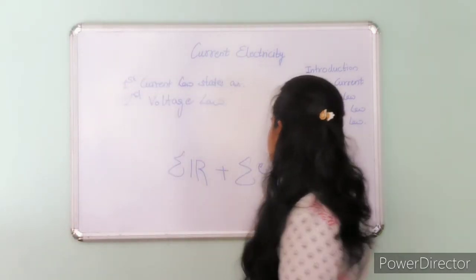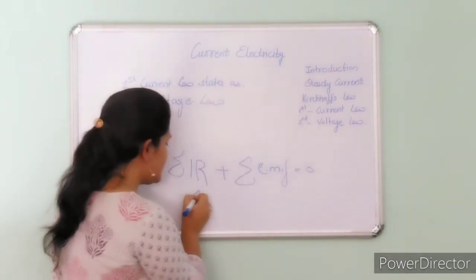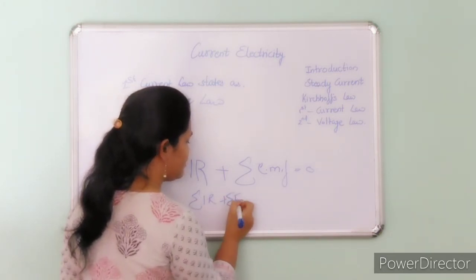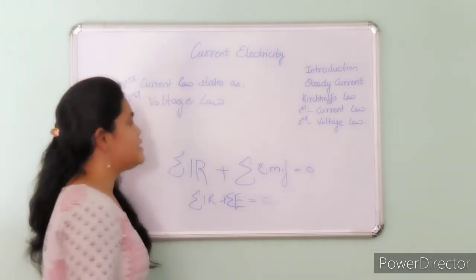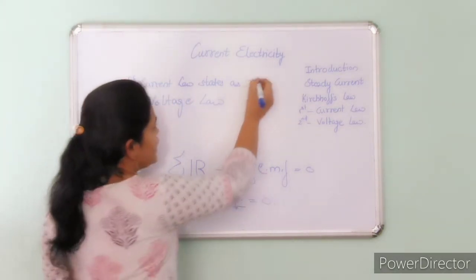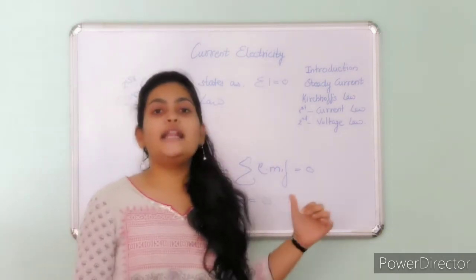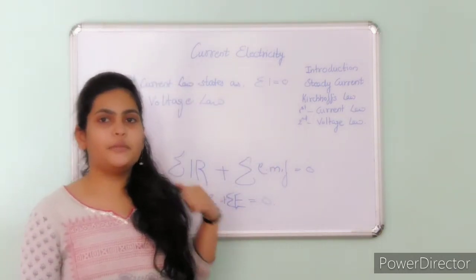So in algebraic form we can write it as summation IR plus summation E is equal to 0. And for the first current law we can write summation I is equal to 0. Now let's understand it with a diagram.